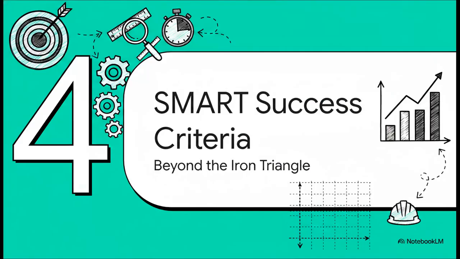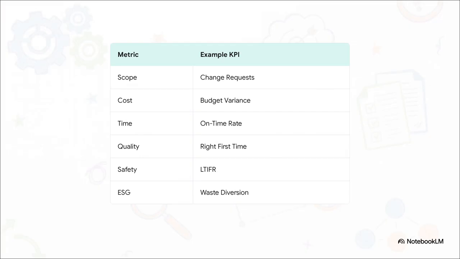All right, moving to Section 4, defining SMART success criteria and going way beyond the iron triangle. Modern project management absolutely requires multi-dimensional SMART KPIs. We have evolved way beyond the old iron triangle of just cost, time, and scope. Today, we track a variety of crucial elements to get a holistic view of project health.